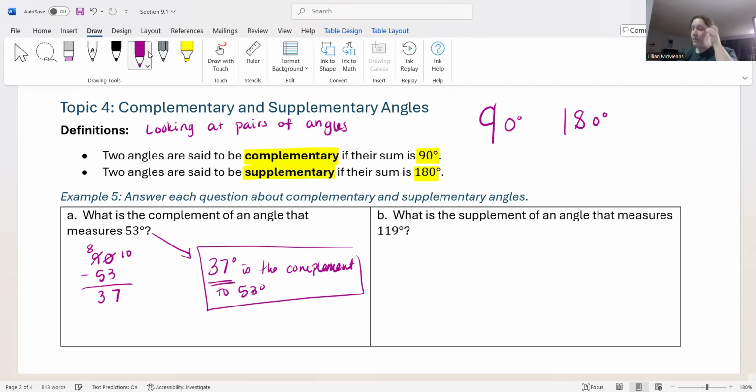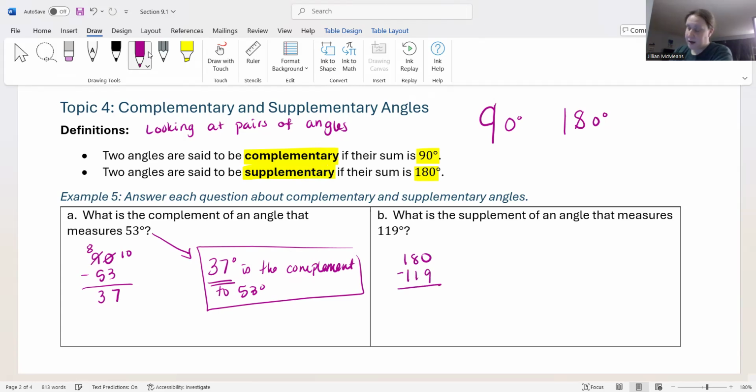Okay? Now, for part B, it says, what is the supplement of an angle that measures 119 degrees? So it's the same thing. If we wanted to find a pair of angles that were supplementary angles, and we knew that one of them was already 119 degrees, what would be left? What number of degrees would we need to get to 180? So we would take 180, subtract what's already been used, which is 119.